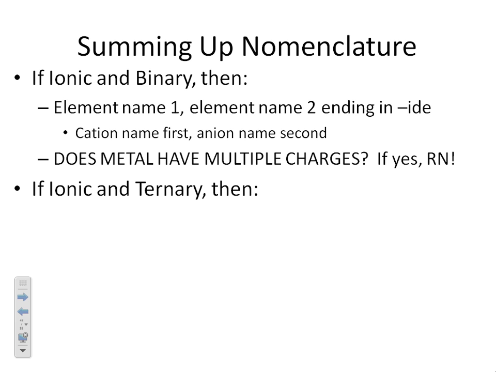Then you have to ask, does your metal have multiple charges? If the metal does have multiple charges, then you have to use Roman numerals. If your metal does not have multiple charges, then you do not use Roman numerals. It's inappropriate to use Roman numerals. So this is for ionic and binary. If you figure out that your compound is ionic and you figure out that your compound is binary, then it's first thing, second thing that ends in "ide," and then think, do I need to use Roman numerals?